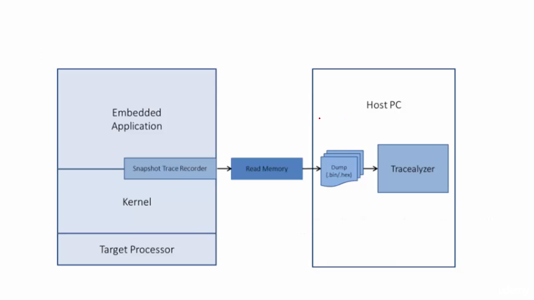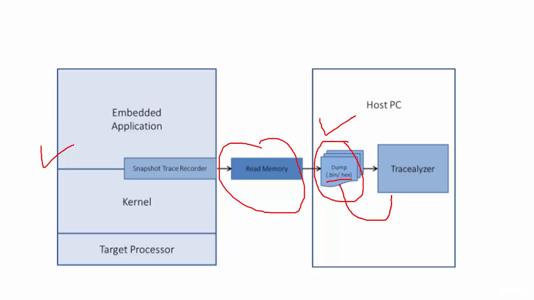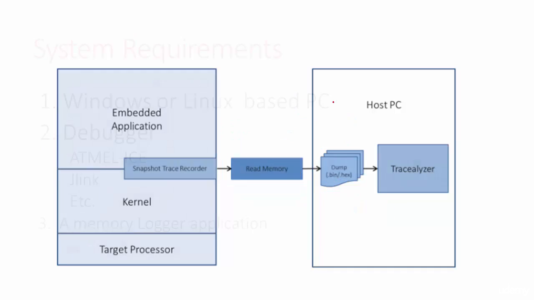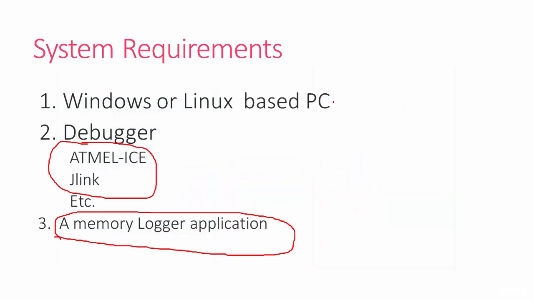Here we have to run one application on the host PC which can read the RAM of our microcontroller and log it to some file. That file you can feed to Tracealyzer. Then Tracealyzer will plot our traces by using this file's contents. I will show you how you can install a memory logger application in Atmel Studio later. But these are the system requirements to use the Percipio Tracealyzer software successfully.